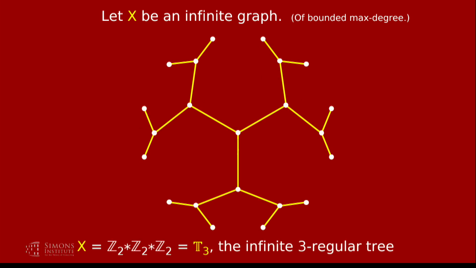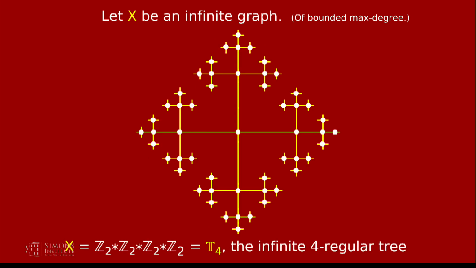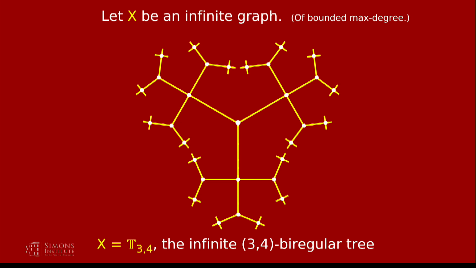Here's another one. This is just the infinite three-regular tree, which I'll call T sub 3 in this talk. That's an important example. And again, for sophisticated people, this is the free product of three edge graphs. That's T4, the infinite four-regular tree. This is a non-regular graph, but in a very simple way. This is the infinite biregular 3, 4 tree. I just put this up here to say that some of the graphs will not be regular.